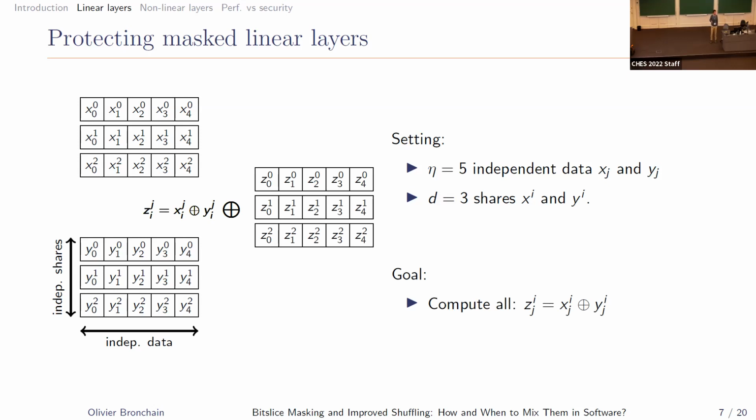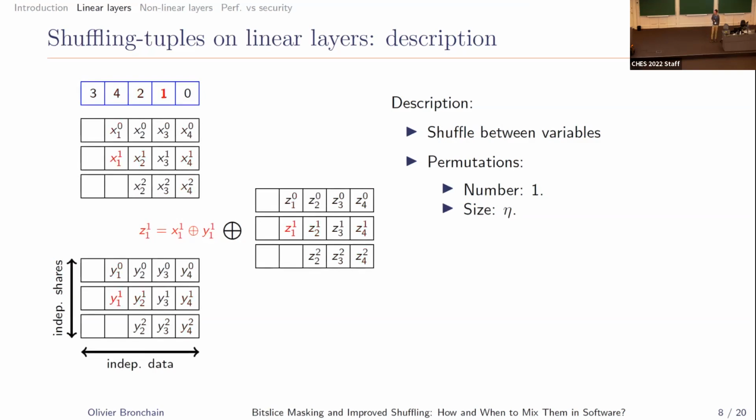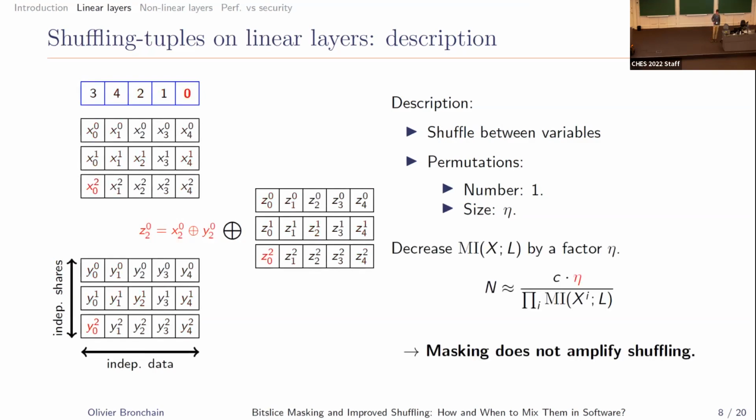So how do you shuffle these states which are masked? The first option is what we call shuffling tuples. There, you first draw a permutation, then you select the independent data you want to process, and you process all the shares of that independent data. So I jump to index 3, I process all the shares, then I jump to index 4, I process all the shares, then to 2, and up to the end. If you do that, you actually do not have amplification of shuffling with masking.